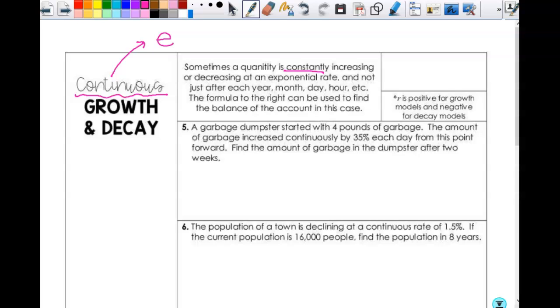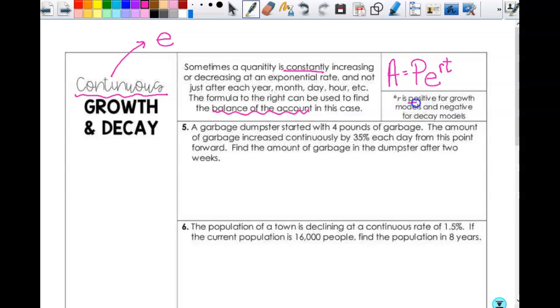So this is what's called your PERCH formula. So A is equal to capital P times E to the RT formula. Again, shouldn't be brand new to you. You've seen this at some point in one of your math classes. But it says the formula to the right can be used to find the balance of the account. So I really should have said, it's not balance of the account because we're not always talking about money. And we'll look at some where we're not talking about money.